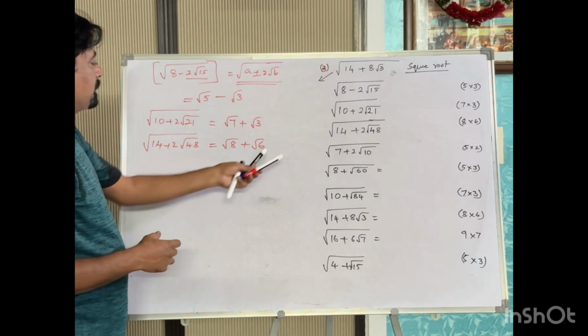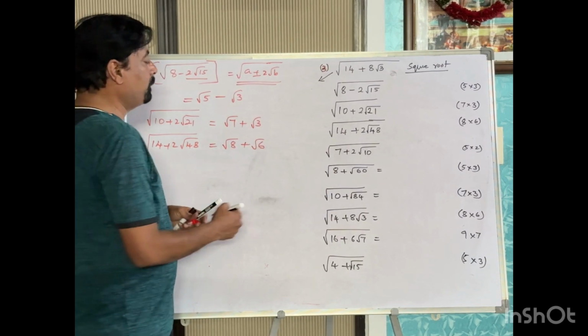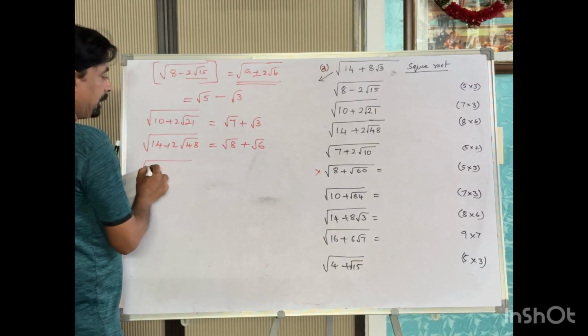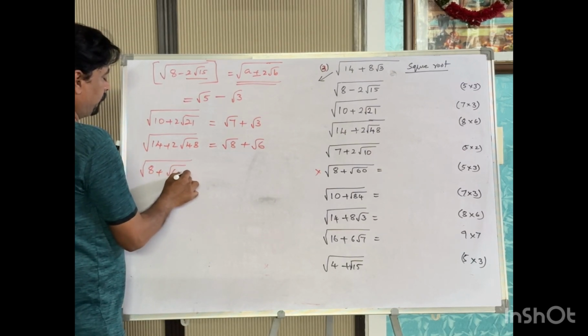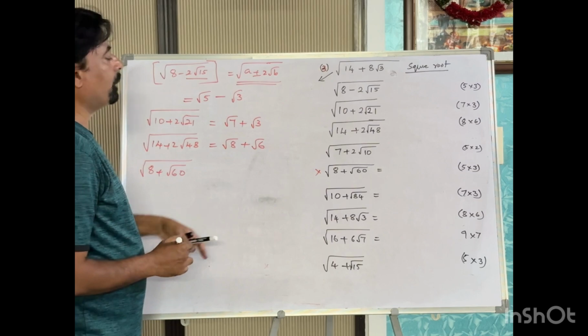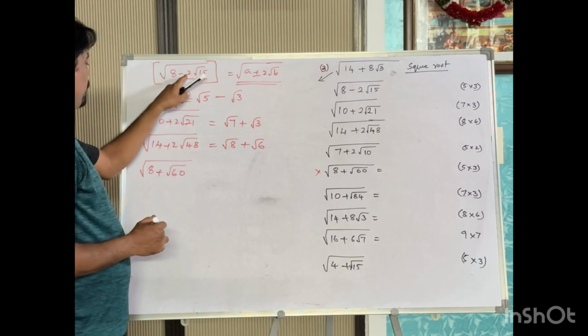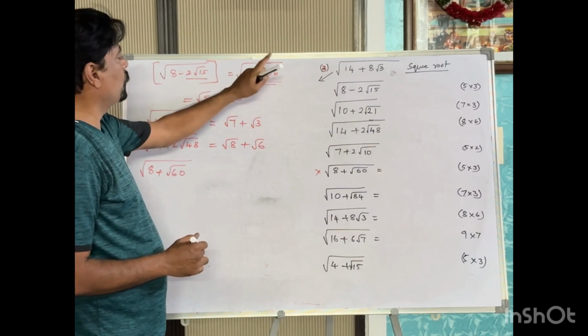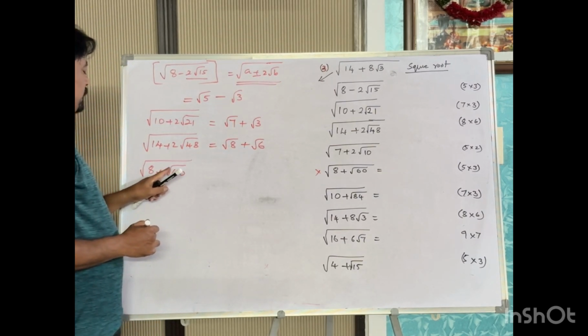But sometimes there are some other questions also. If you observe this question, this is under root of 8 plus root 60. Actually, this is not in this form. This 2 is not there. First, you need to concentrate on whether it is in that form or not, a plus or minus 2 root b. But the question is 8 plus root 60.